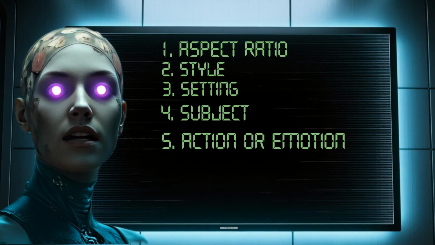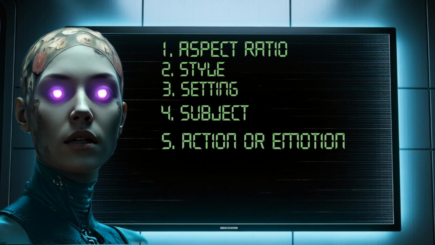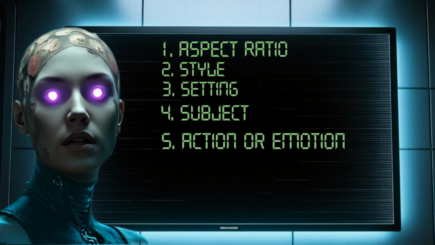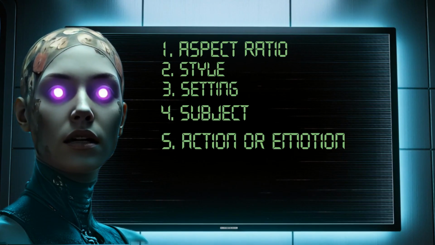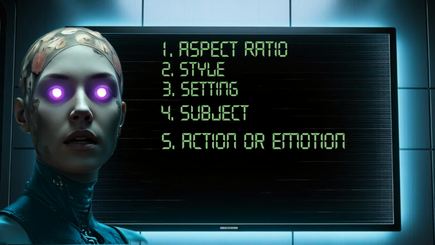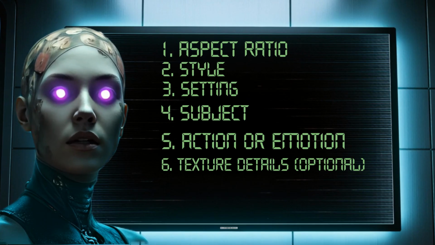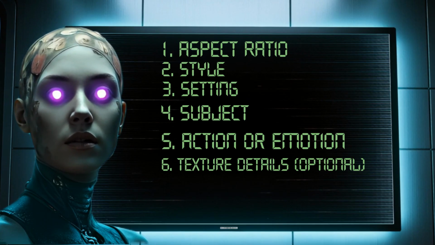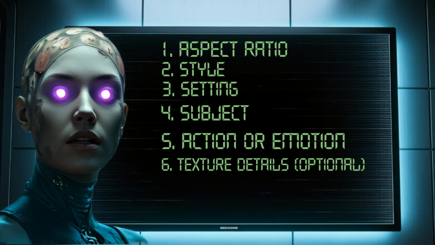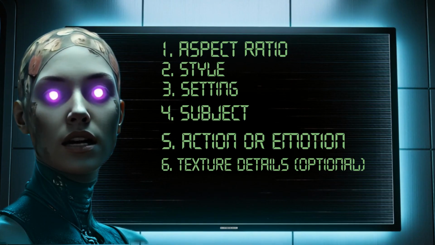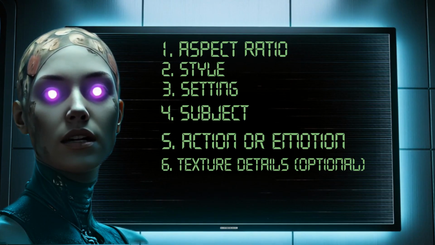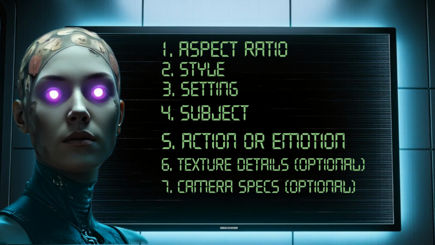Five, action or emotion. Even still images are better when something feels like it's happening. Glancing back, mid-stride, reaching toward light, it adds story to the frame. Six, texture details. Optional but powerful. Shallow depth of field, volumetric fog, soft haze, film grain. Think seasoning, not the entire salt shaker.